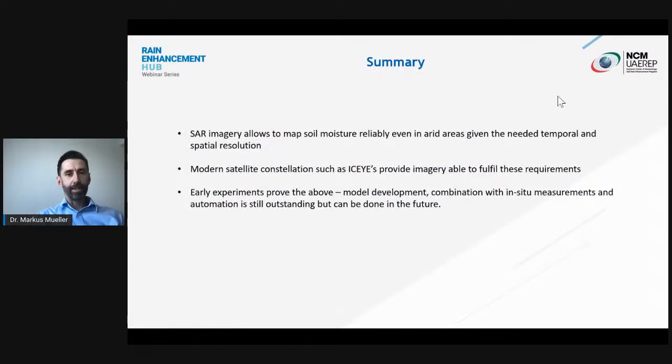And here we are already at the end. Very quick summary. So first of all, SAR imagery allows you to map soil moisture reliably. Reliably means you can pick up the signal from space.